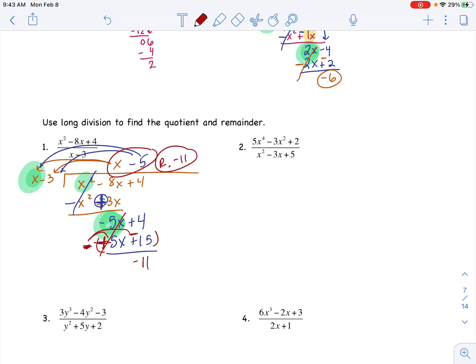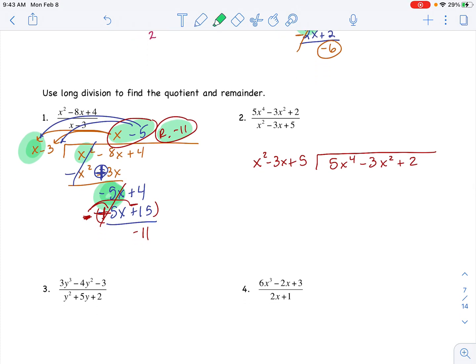Quotient x minus 5, remainder negative 11. All right, let's do a longer one. So this next one, I'm dividing by x squared minus 3x plus 5. So let's go ahead and set it up. So x squared minus 3x plus 5 is out front. I've got a trinomial, and I'm dividing into 5x to the 4th minus 3x squared plus 2.